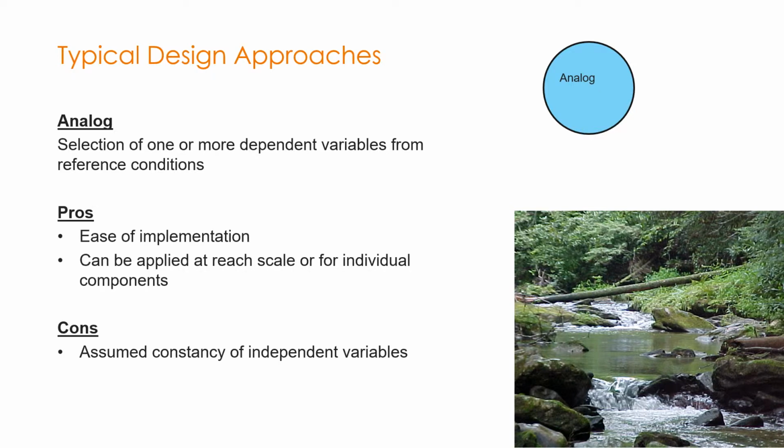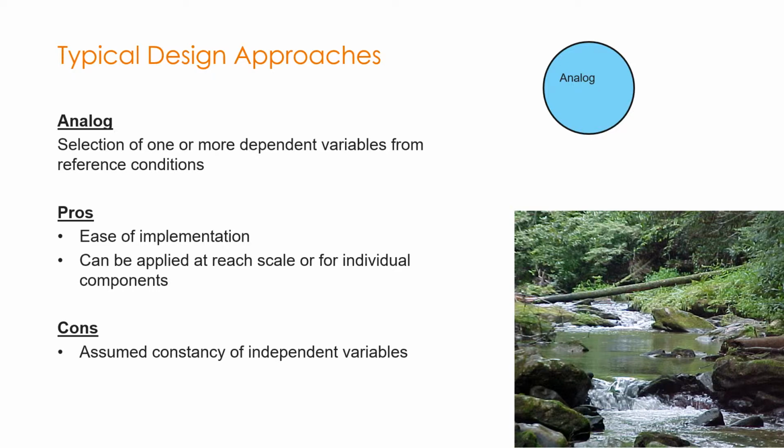The pro of this approach is that it's very easy to implement. It can also be applied at a variety of scales. So you can apply the reference reach approach on a reach scale for full-blown channel realignment parameters from top to bottom, or you can use it for individual components. And when I'm saying you can use these, it's important also to note that you can use some or more of the dependent variables that it produces. You don't necessarily have to use all of them.